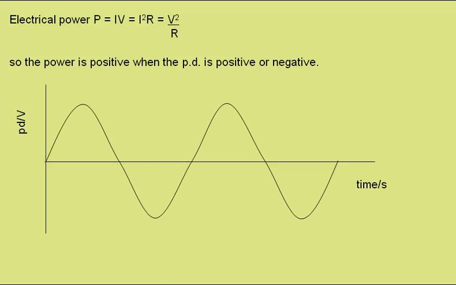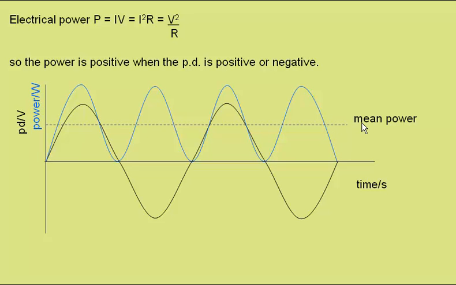So if we plot again the graph of potential difference against time, we could superimpose upon that a graph of the power. You'll see that the power is always changing, but is always positive. If I draw a line across here, this gives the mean power. You'll see, for example, that here where the power is above the mean power, I could take this shape and place it in this gap, where we have a value below the mean power. So we see that the mean power is half the peak power.